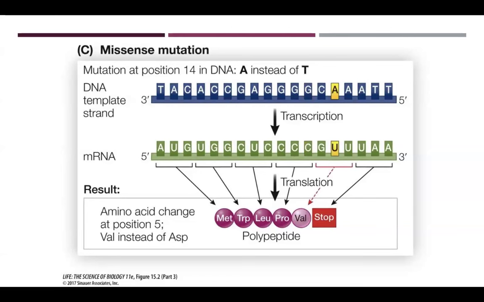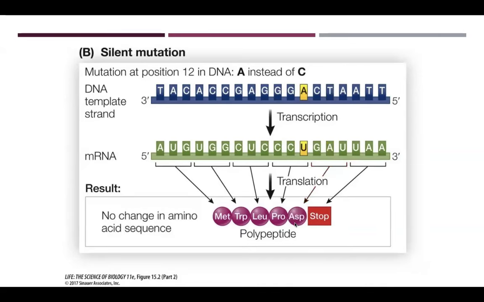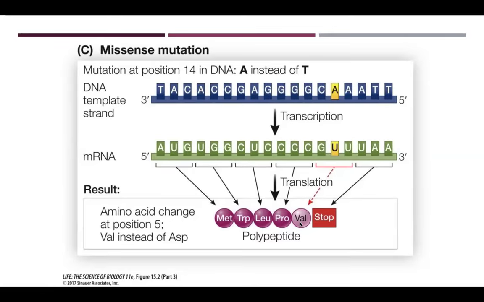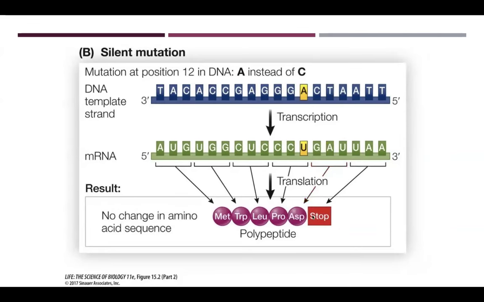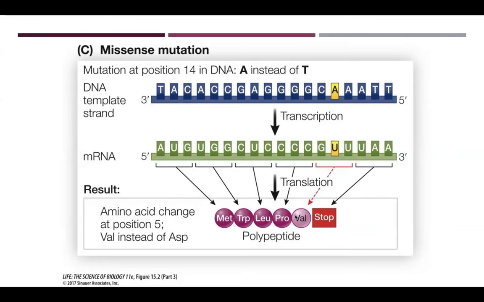Then you have a missense mutation. A missense mutation is where a mutation happens here. So in this case, you have A instead of T. That T then gets turned into U. So in this case, now you have an amino acid change at position 5. Before it was asparagine, now it's valine. Because of this amino acid change, it creates a different amino acid sequence. So once again, asparagine turns into valine.